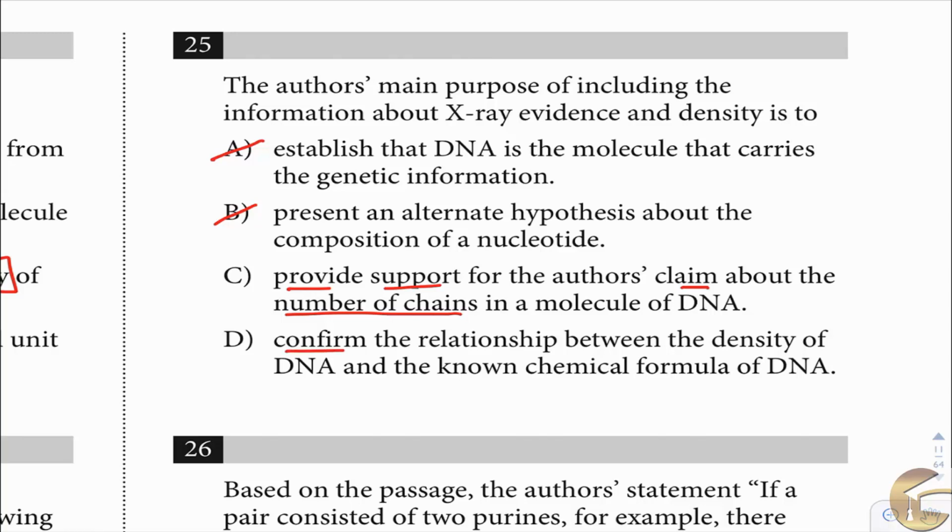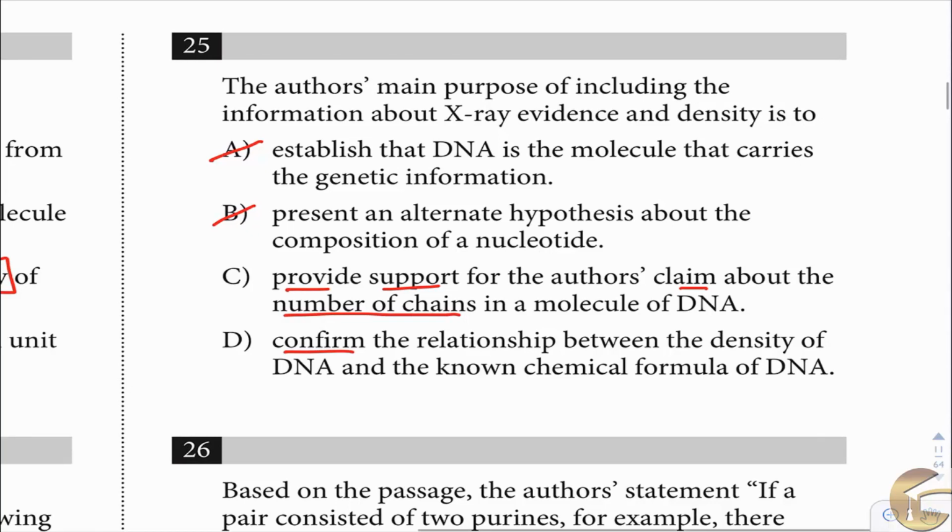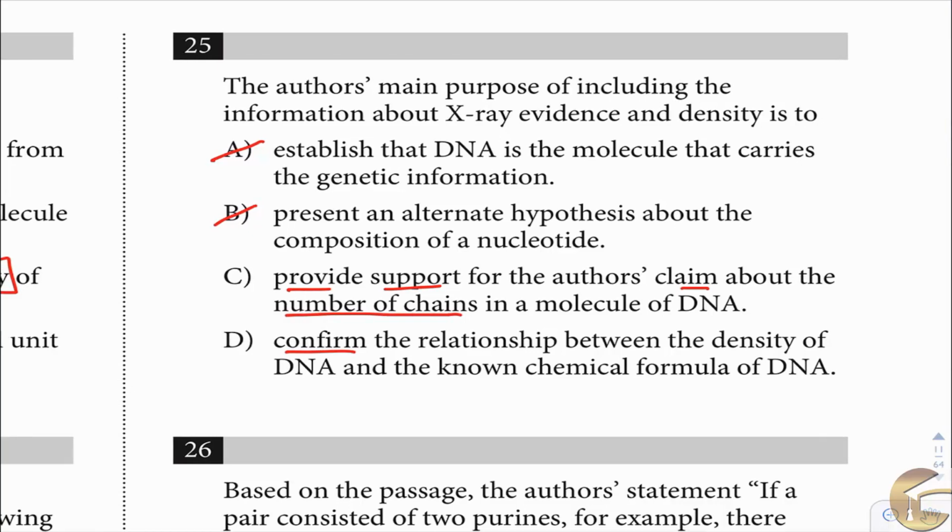Does it confirm possibly the relationship between the density of DNA and the known chemical formula of DNA? If you really look at these two, D doesn't really seem to match, whereas C says it is providing support for the claim about the number of chains. All the information is there based on how that paragraph is structured and read, so 25 is going to be C.